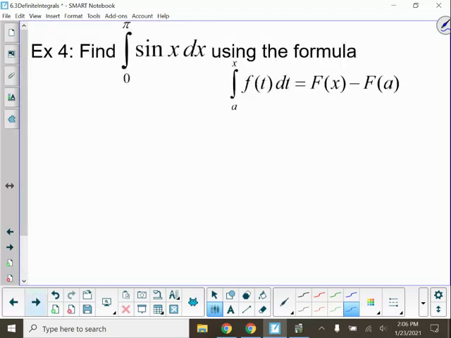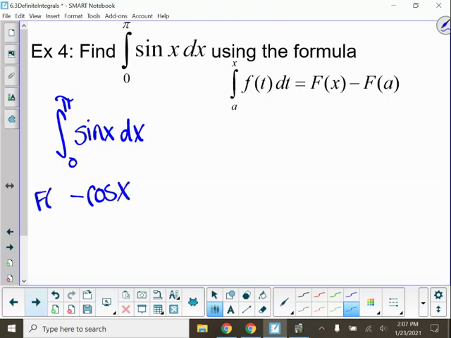So we are going to use that fact in this example 4, where we are going to find the integral using that formula. So the integral from 0 to pi of sine of x dx. Well, the first thing I have to do is take the antiderivative. The antiderivative of sine of x is going to be negative cosine of x. So my capital F of x is going to be negative cosine of x, and I'm evaluating that from 0 to pi. Now this notation about the evaluating, that's going to make more sense in 6.4 because we're going to be using that a lot more there.